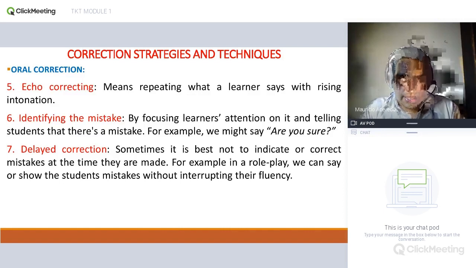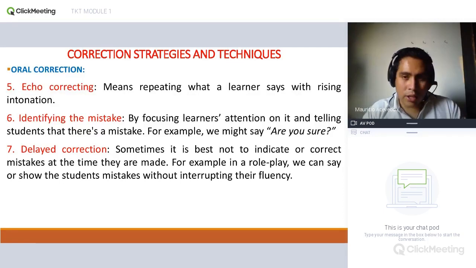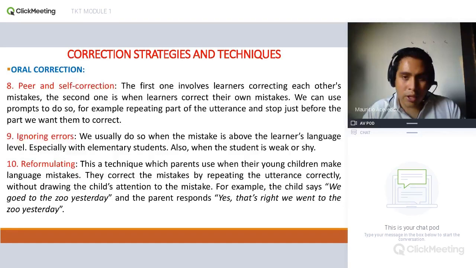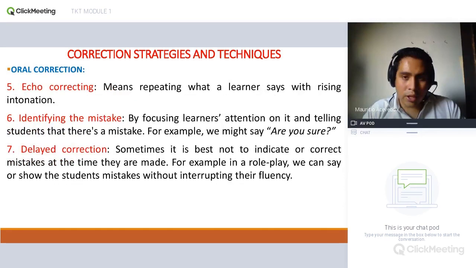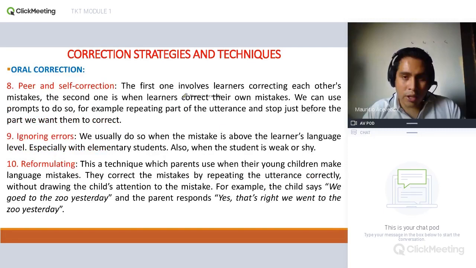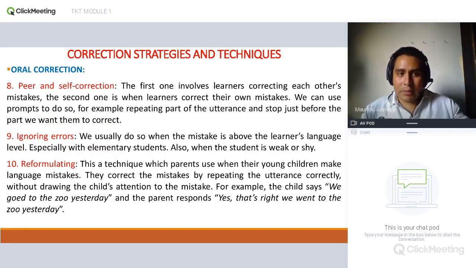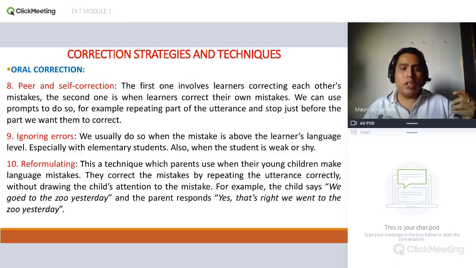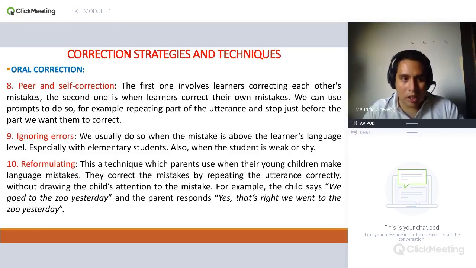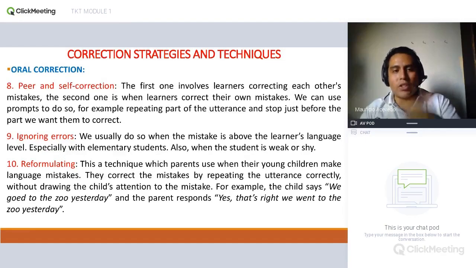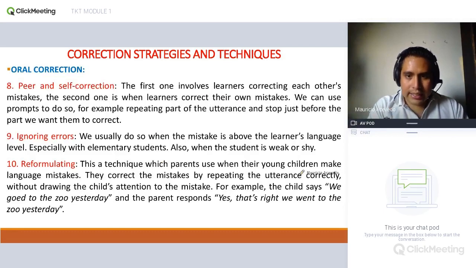Identifying the mistake, asking like, "Are you sure? Is that okay?" So that you can get his or her answer. Delay correction, okay, correct but wait a little bit. Peer and self-correction. Remember, peer is correct themselves, but the whole class, and self-correction just themselves. Ignoring errors, remember, bypassing some errors just because it's not necessary or it's not that hard. Reformulating, like it's like correcting them, but in a good way, so that the student realize you are correcting him, but you are not that hard with that mistake.